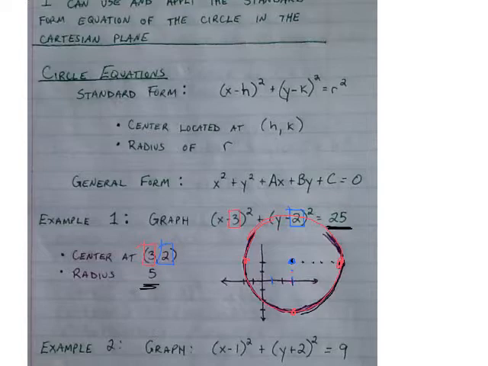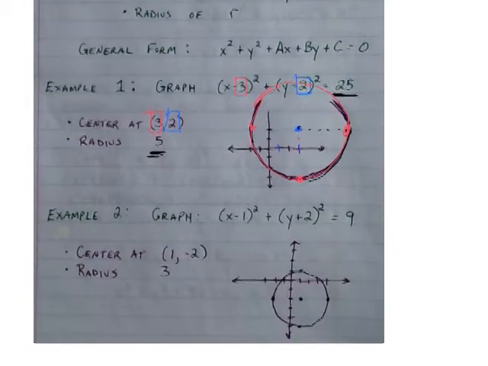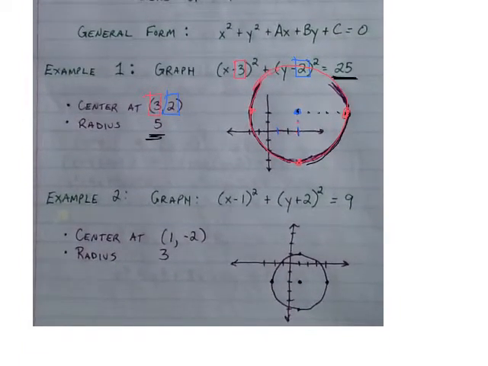This one is a pretty easy problem because there's no negative signs in there. When we get negative signs, it gets just a little bit more difficult. So let's look at that in example 2. Example 2 asks us to graph (x minus 1) squared plus (y minus negative 2) squared equals 9.